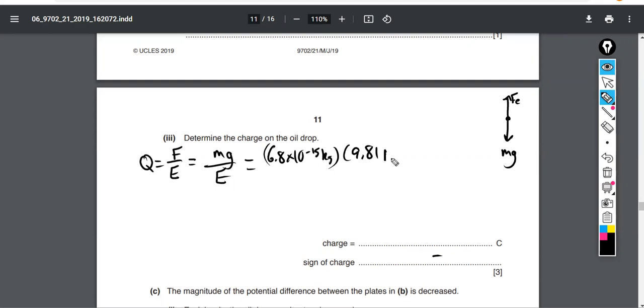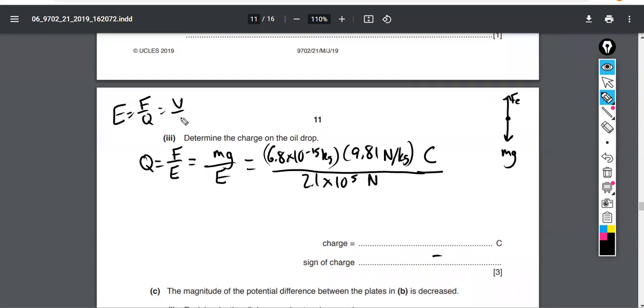You can assume this is happening on Earth, where g is 9.81 newtons per kilogram. So the kilograms will cancel out. And remember that an electric field could be thought of as volts per meter, but also newtons per coulomb, right? A newton per coulomb is force per charge. So a volt per meter is the same thing as a newton per coulomb. So here the newtons are going to cancel, the kilograms are going to cancel. We're left with the unit we should be in, the coulombs.